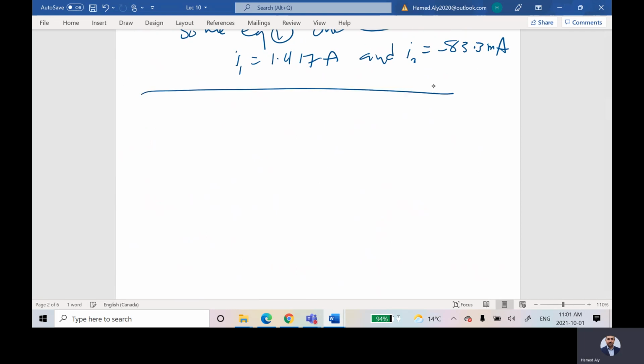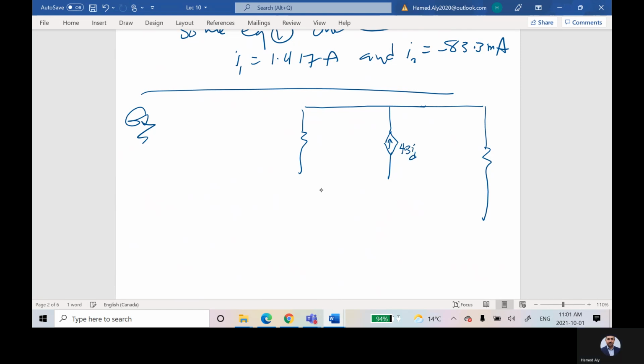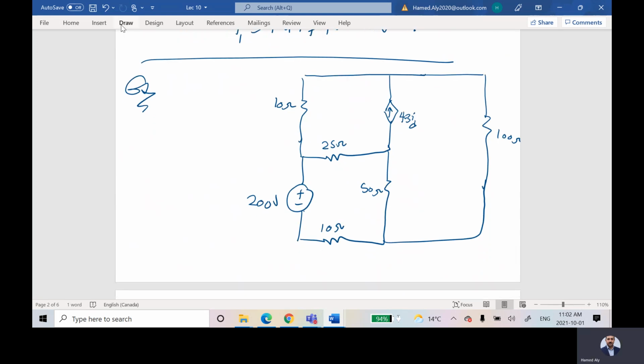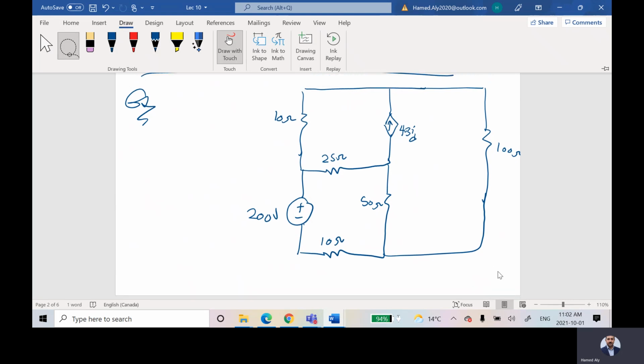So imagine we have a circuit like this one. This guy is 4.3 ID. And this guy is 2.25 ohms. And this guy is 10 ohms. And we have here, this guy is 200 volts. And this guy is 10 ohms. This guy is 50 ohms. This is 100. And I think that's it. Yeah. I would like to copy this circuit because I'm going to re-solve the problem again using different methods.